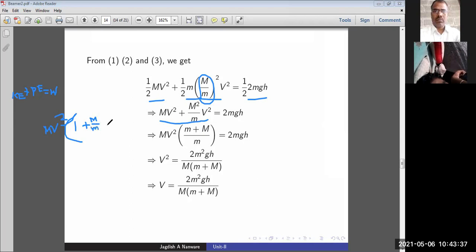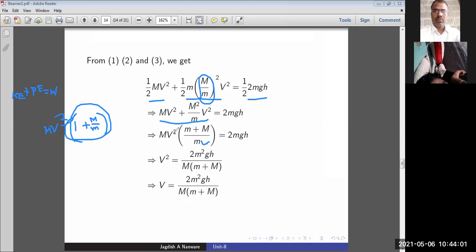So this is the left hand side. Right hand side is 2mgs, and you take LCM in this bracket. So what is LCM? LCM will be m that I have here, and numerator is small m plus capital M. This is 2 times mgh. And from this you can find the value of phi square.